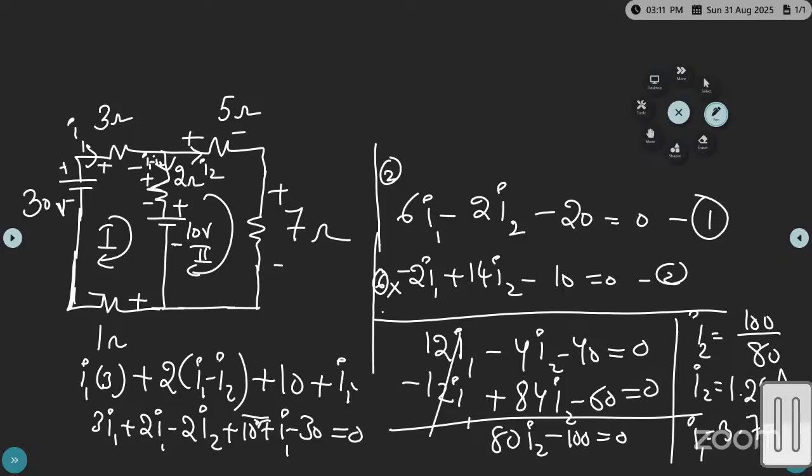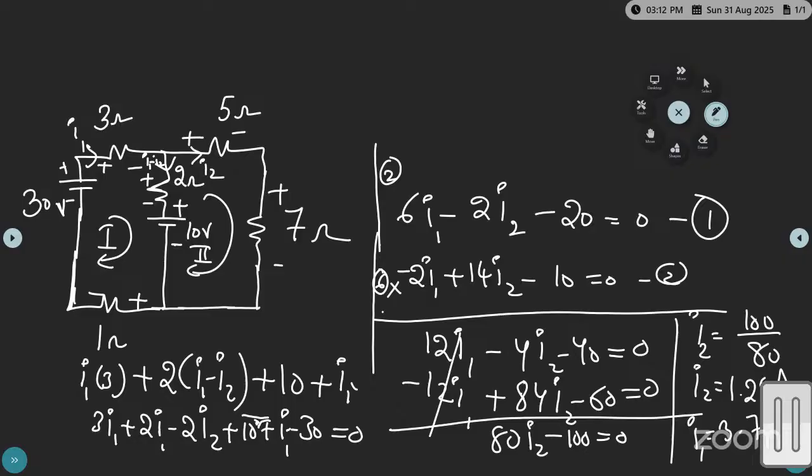What is the question actually? Determine the current through the 7 ohm resistor. What is the value now? The I2 value. So finally you write down: the current through the 7 ohm resistor is 1.25. Okay, so this is the way of doing the mesh analysis.